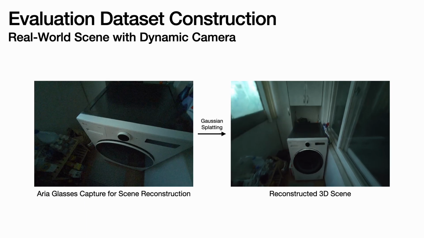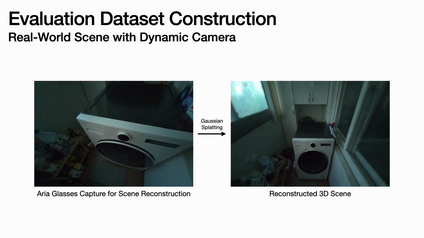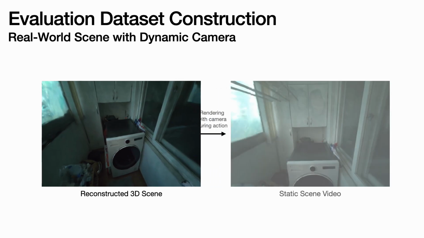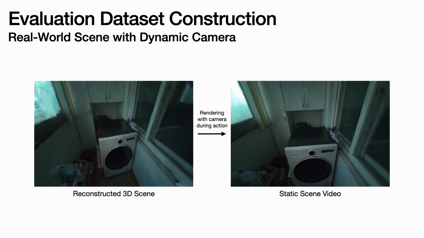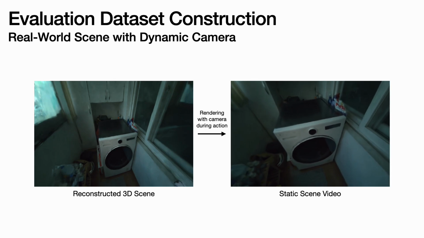From the pre-action capture, we reconstruct the static scene using Gaussian splatting. This gives us a 3D representation of the environment before any interaction occurs. We then render the reconstructed 3D scene along the camera trajectory recorded during the action. This produces a static scene video with the same viewpoint motion as the ground truth interaction video, but without dynamic object changes.